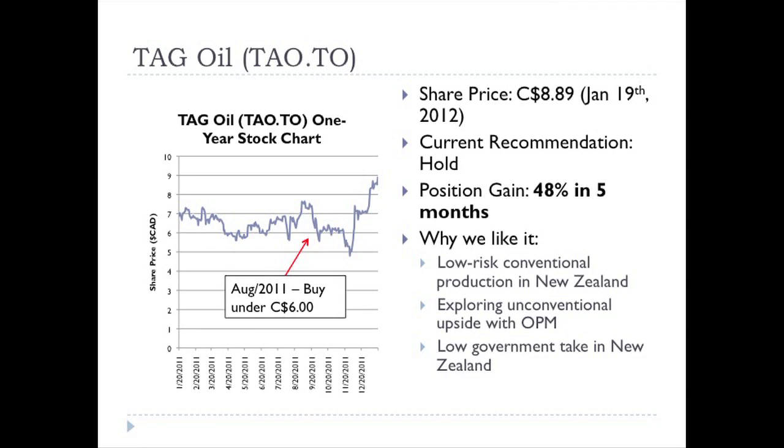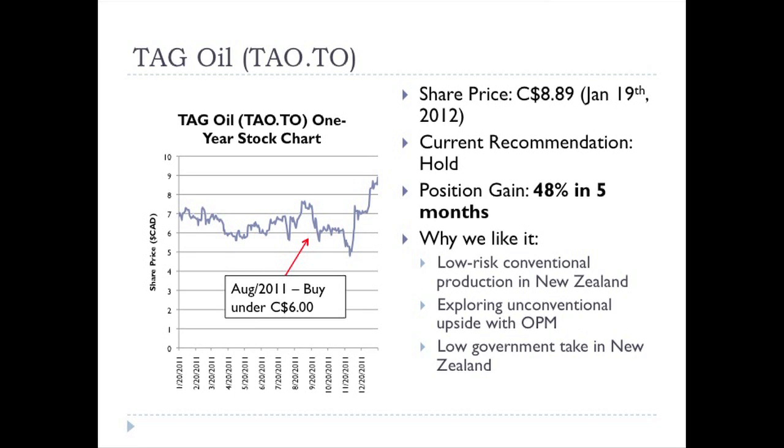Which brings us to one of the companies we really like. I think Marin pointed this out about an hour ago. TAG Oil operates in New Zealand. New Zealand is in a state of trying to decrease their income taxes slowly over time. They'll probably decrease to about 48% roughly. And on top of that, they are exploring their unconventional upside.